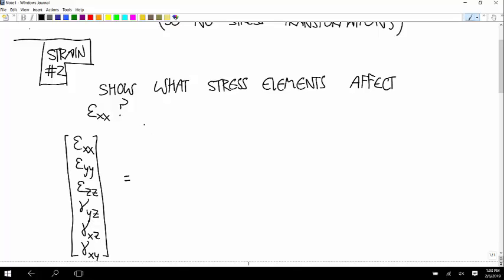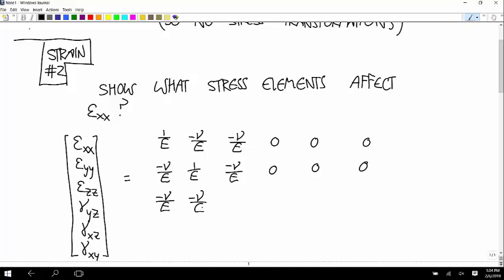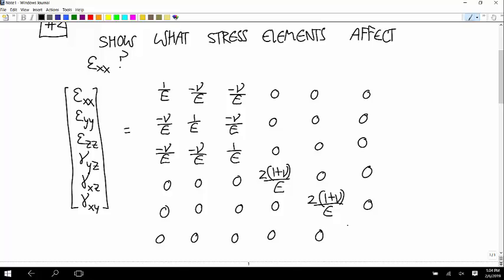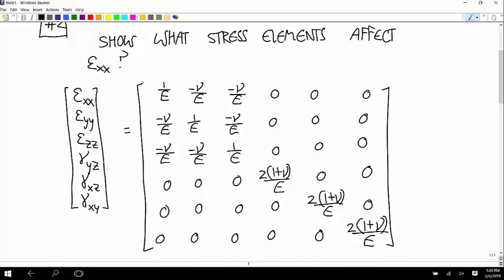Is equal to, and I'll write the form of this matrix out, so you don't have to remember this stuff, but 1 over E, negative nu over E, negative nu over E, 0, 0, 0, negative nu over E, 1 over E, negative nu over E, 0, 0, 0, negative nu over E, negative nu over E, 1 over E, 0, 0, 0, and then 0, 0, 0, 2 times the quantity 1 plus nu over E, 0, 0, and then that term just keeps shifting. And it's that multiplied by the Voigt stress.